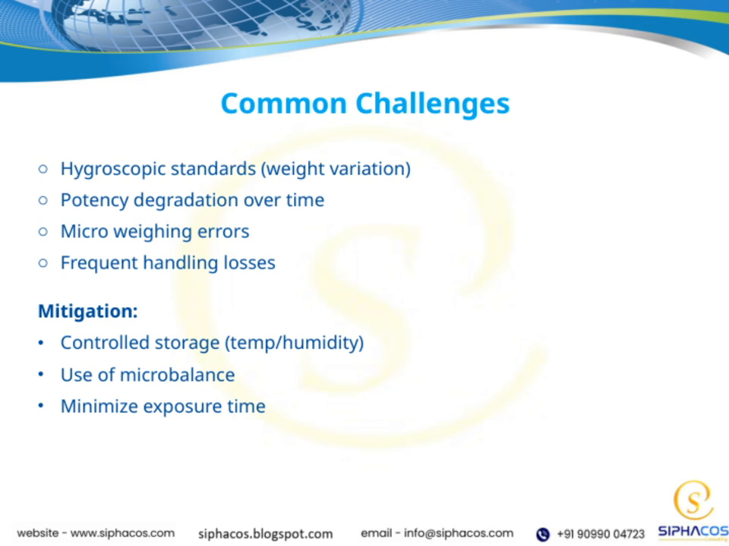First, controlling storage conditions, specifically temperature and humidity, is crucial. Keeping standards in a stable environment helps prevent moisture absorption and degradation. Using a microbalance is also important. These are designed for high precision and help reduce weighing errors. Lastly, minimizing exposure time during handling and weighing can significantly reduce losses and improve accuracy. By implementing these strategies, we can ensure our measurements are more reliable and consistent, aligning with our overall goal of maintaining high-quality analytical results.